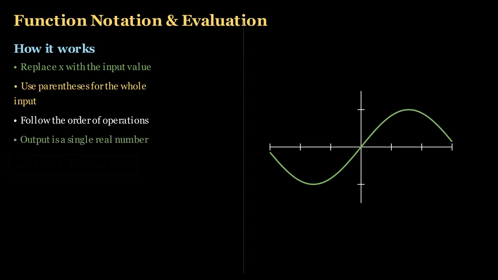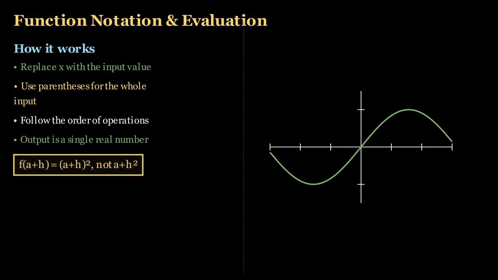Then you simplify using the normal order of operations: parentheses first, then exponents, then multiplication and division, and finally addition and subtraction. The result is always a single real number, as long as the input is in the domain. Let's see this in action.